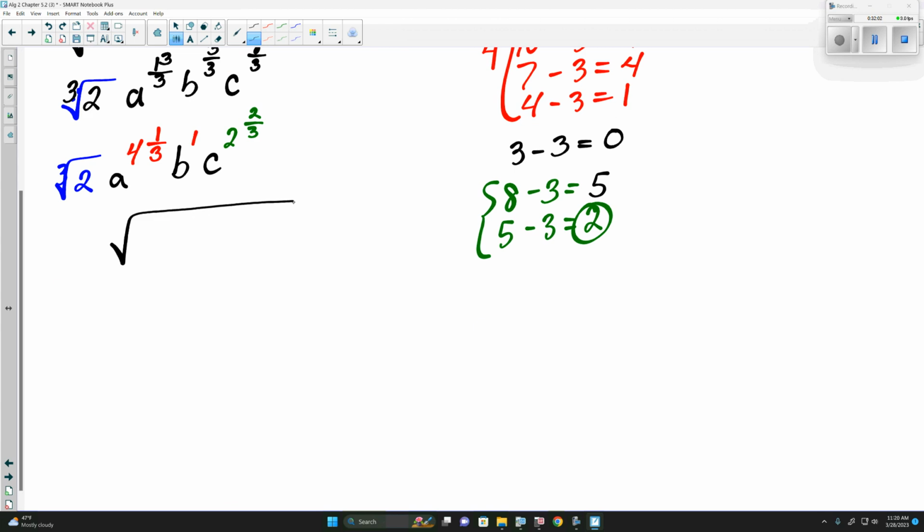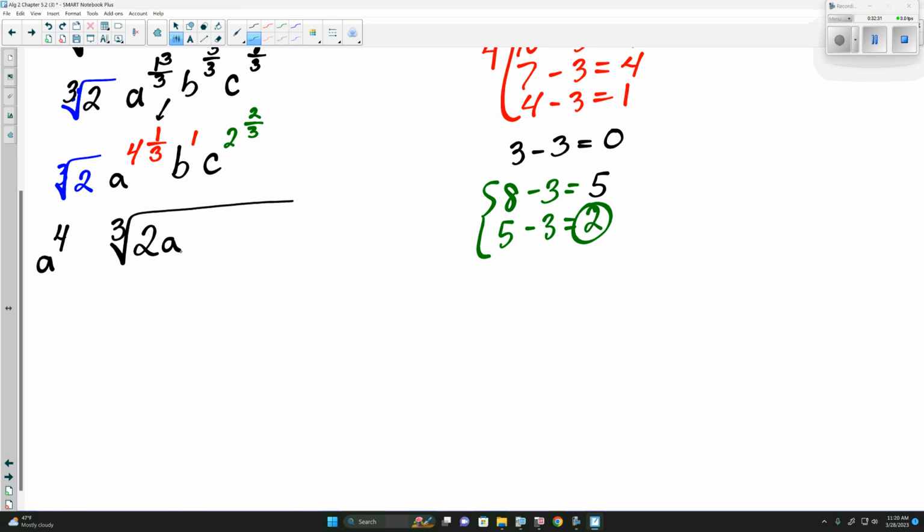So our cube root, we would still have the 2 because the 2 did not simplify, did not reduce. With A is to the 4/3, which tells us that we can take 4 A's out of the radical. And how many are left inside? Our 1/3 would tell us that we have 1 left inside.